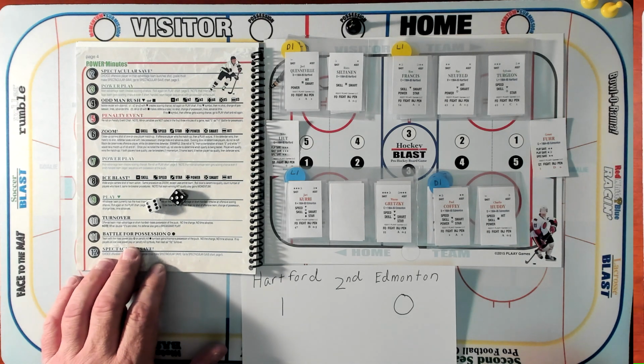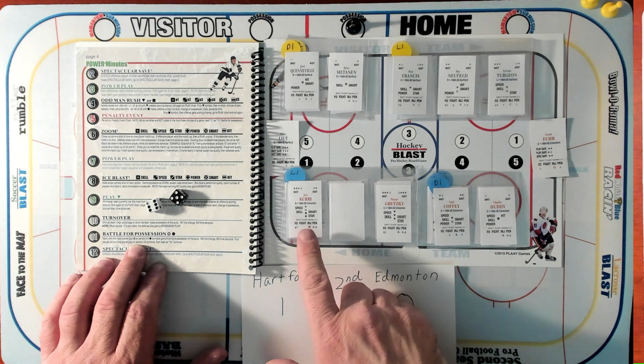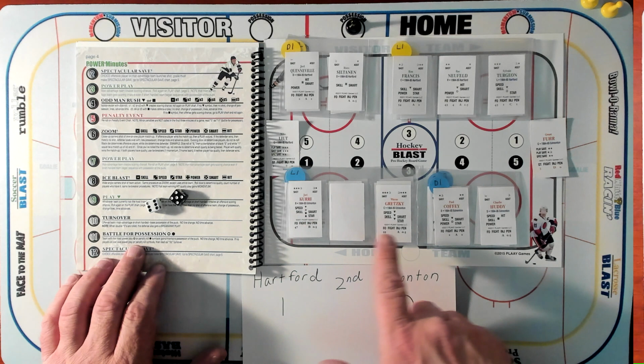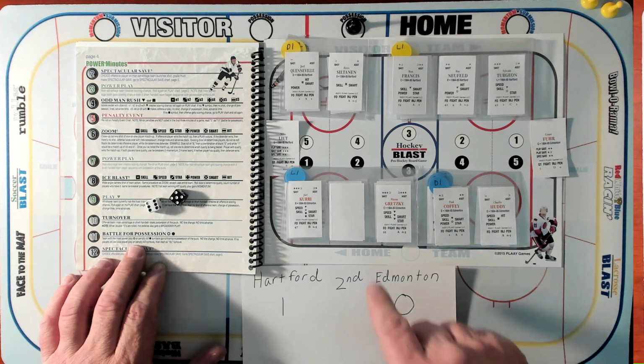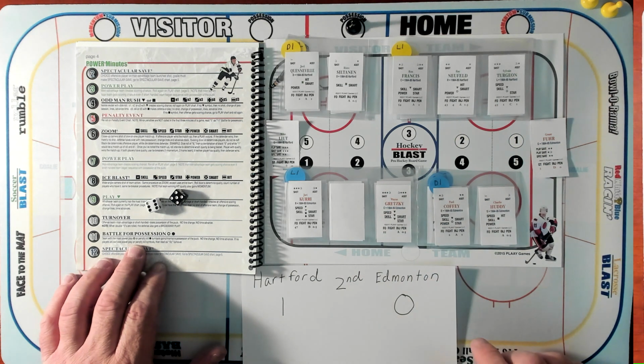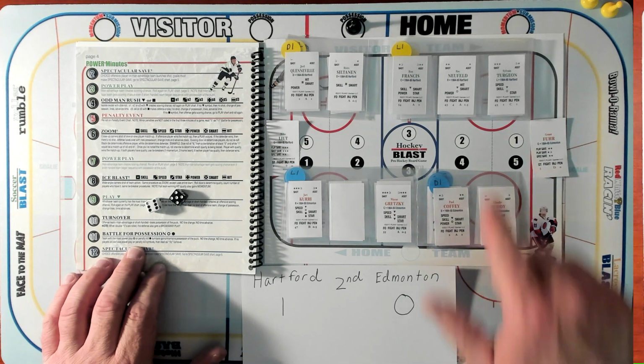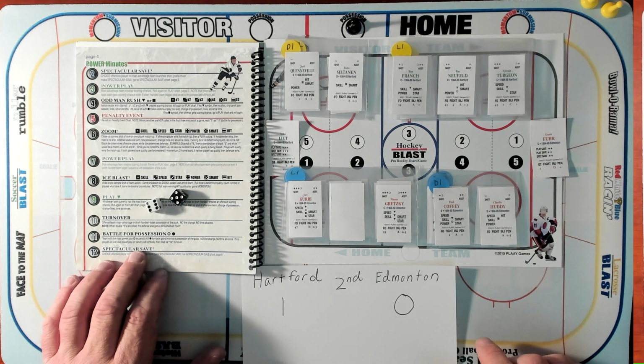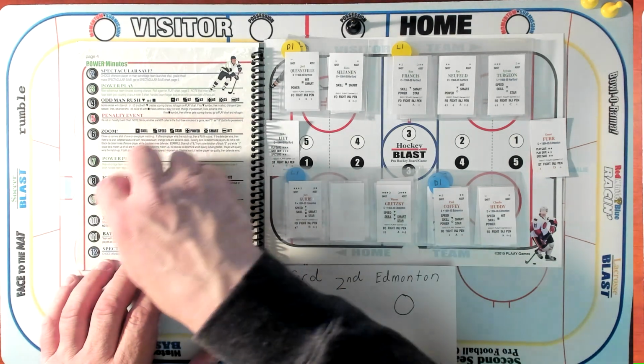11, battle for possession. Team with the most power play or penalty kill symbols gains possession of the puck. So Edmonton has one on the penalty kill. Hartford has 2 on the power play team, and they do have possession. So it's making me wonder. They had possession of the puck, so they remain in possession. I would say that turns into a play.